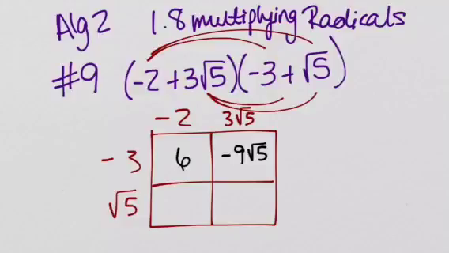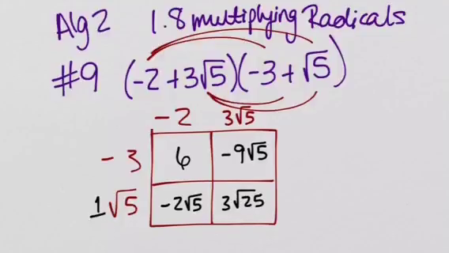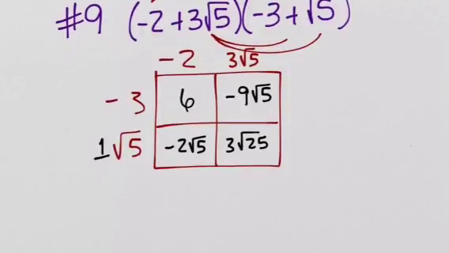Negative 2 times the square root of 5 is just negative 2 square root 5, because there's a little 1 out front here. And then when I multiply the last one, I get 3 square root of 25. What I have to do now is pull those terms out, and I need to simplify them if possible, and combine any like terms as well.